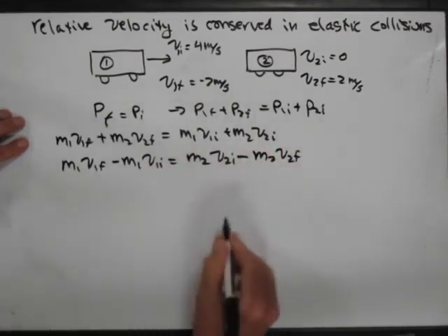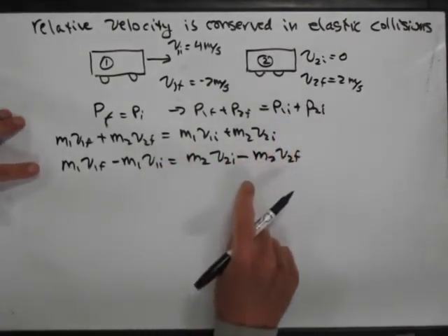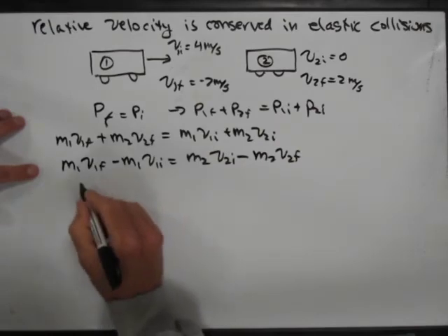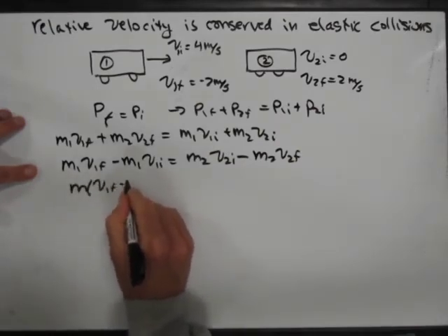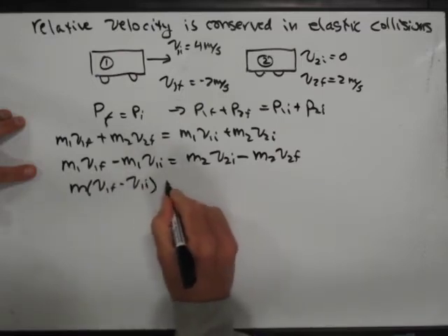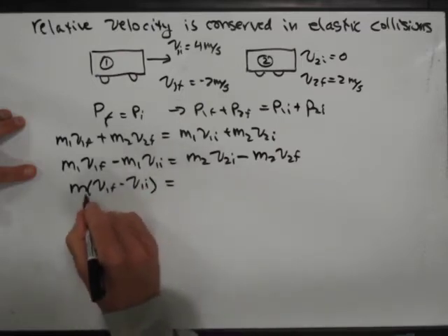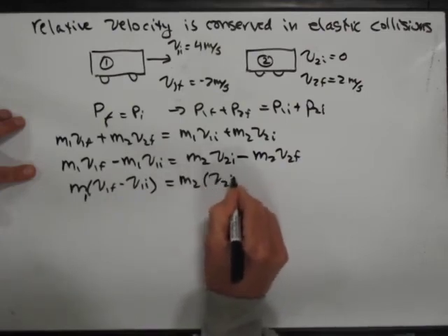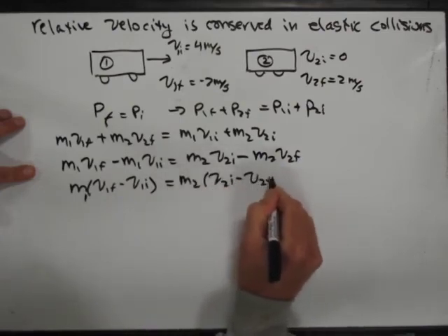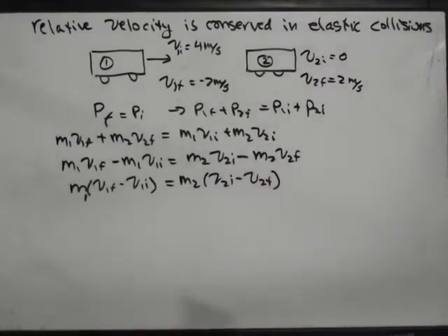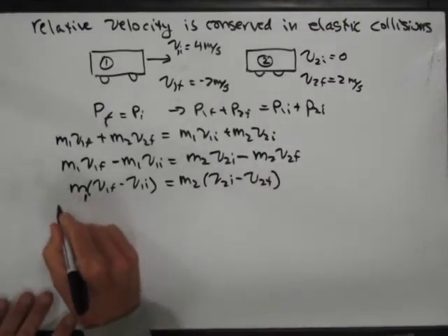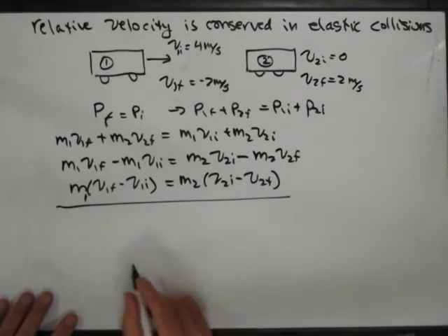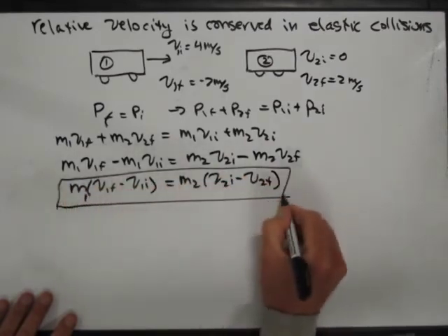All I've done is rearrange this. I started with conservation of momentum, and I rearranged a little bit. Now I can factor out the masses, and I get M1 times (V1 final minus V1 initial) equals M2 times (V2 initial minus V2 final). So this is an elastic collision. We're going to store this equation for a second. Write that one down or something.